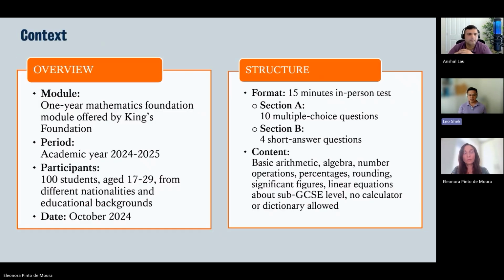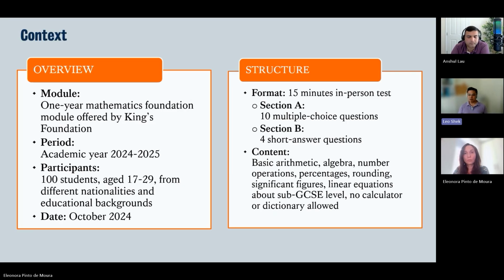The test itself was arranged last year in October, and as I said, it was given to our 1 year mathematics foundation module in our King's Foundation program. The test was given to Eleonora's and my students, over 100 students in total. Ignoring some samples which are not usable, we collected about 100 student data, and they are aged 17 to 29. As I said, they're all international students, which means none of them are from the UK.